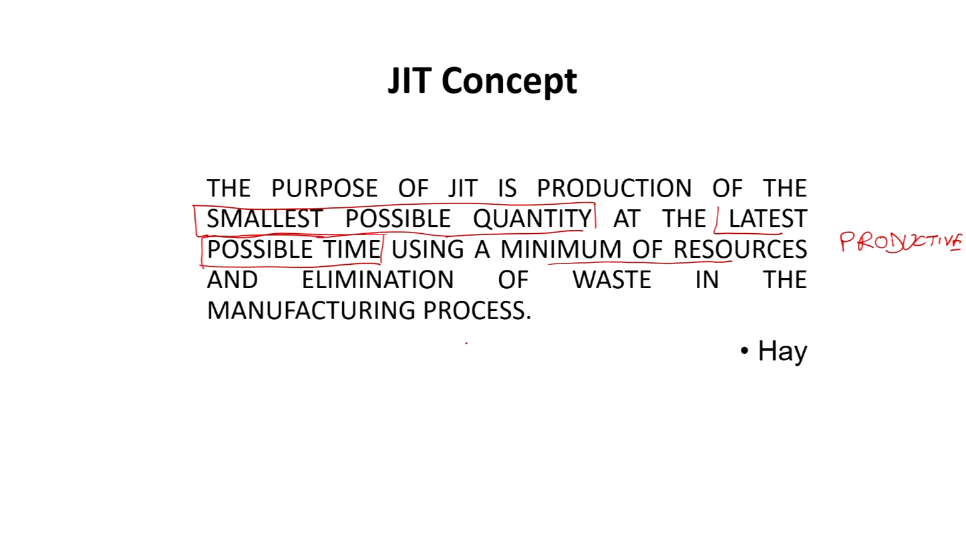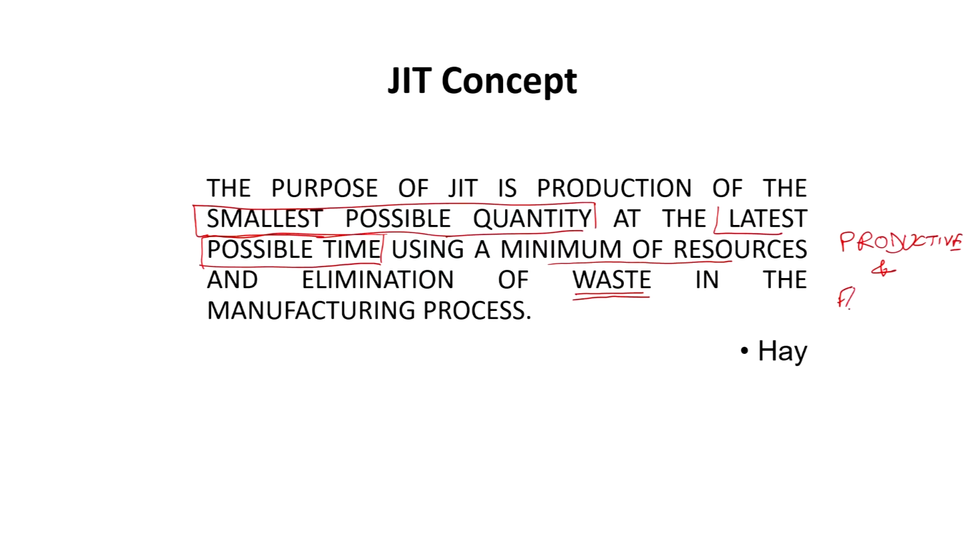So, with minimum of resources and eliminating all types of waste. In JIT context, we will talk about what is the meaning of waste also. So, what we are talking about here is we should have a highly productive system, highly efficient system and highly flexible system also. So, we need a productive and flexible system, so that I can produce at the latest possible time in smallest possible quantity without increasing the cost.